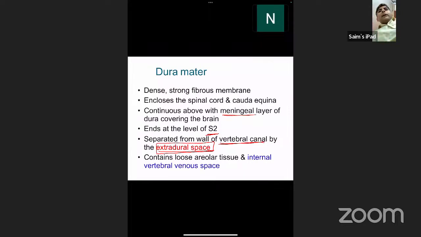And what does it contain? It contains the internal vertebral venous plexus and loose areolar tissue. And what is the importance of this? When you are performing a lumbar puncture and you are putting the needle in the lumbar cistern to take out the CSF or to give spinal anesthesia, you have to pierce through this loose areolar connective tissue and the internal venous plexus in order to reach the lumbar cistern.